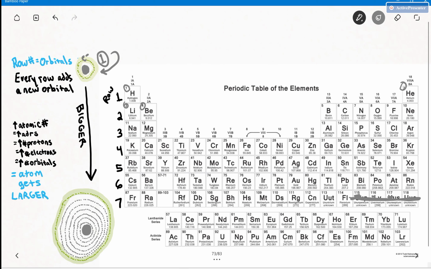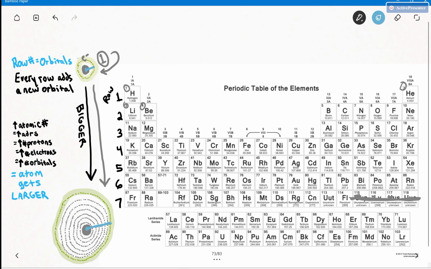So as you go down the rows or the periods of the periodic table, you're going to be adding more and more orbitals around the nucleus because you're going to be having more and more electrons. And so that's going to make the atomic radii much larger than when we started out, when we only had 1 orbital, 1 valence shell around because we only had 1 electron to contain. So as you go down the rows, the atom is going to get bigger because we're adding more and more orbits around the nucleus to accommodate the more and more electrons these atoms have.